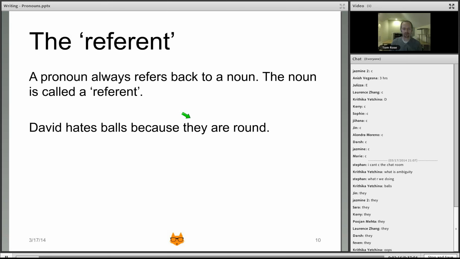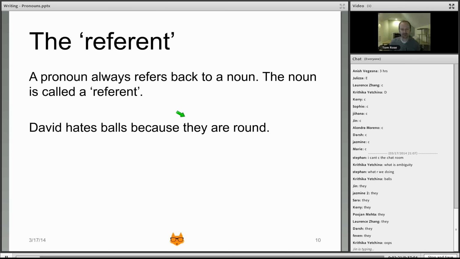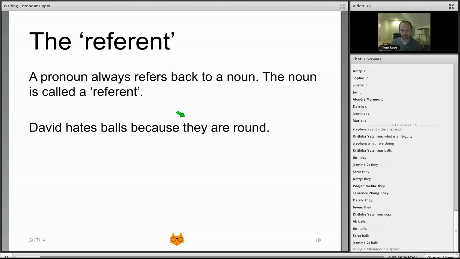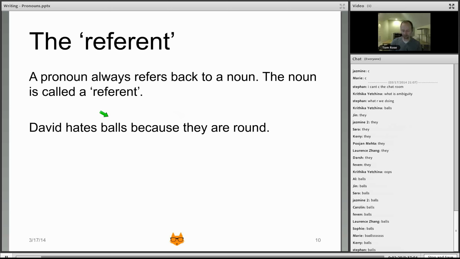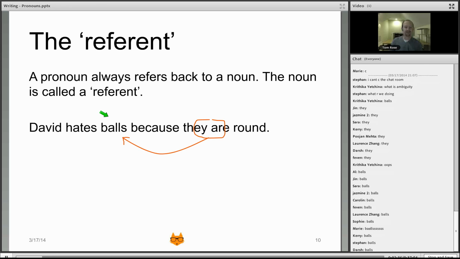Right? And what is a pronoun's job? A pronoun's job is to stand in for another noun, and that noun is what we're going to call the referent. So what is they standing in for? Yeah, here they is standing in for the word balls. So we're going to, this is supposed to be circling the word they. David hates balls because they are round. They is referring back to the word balls.